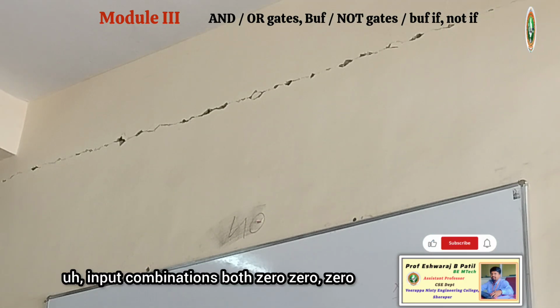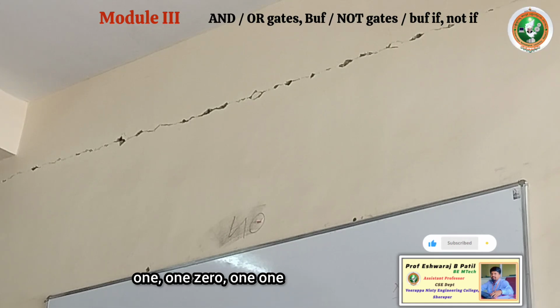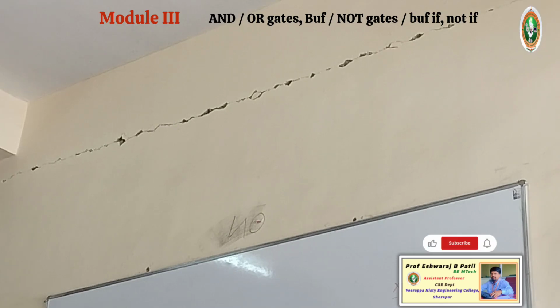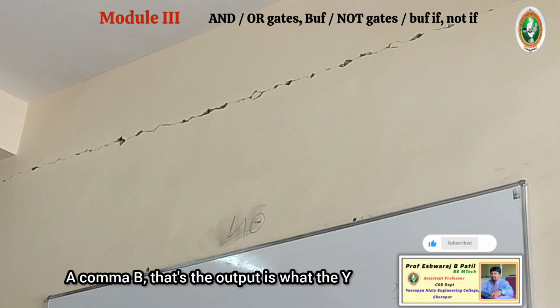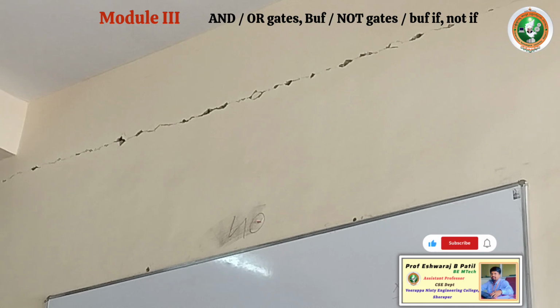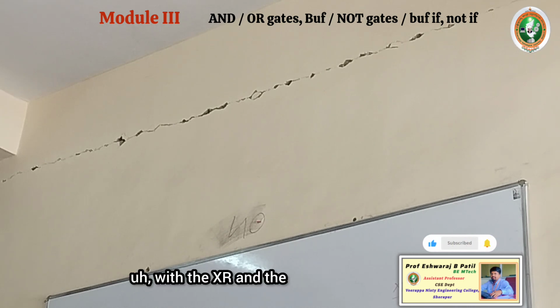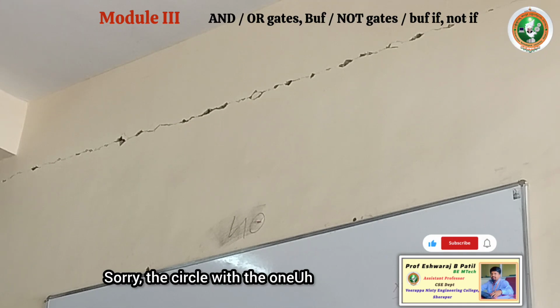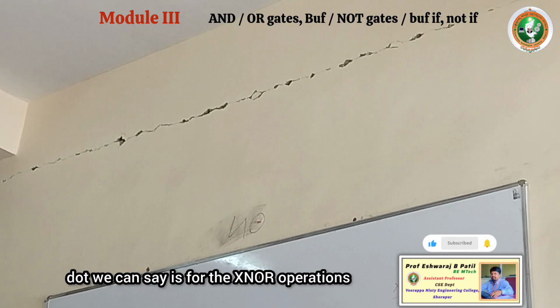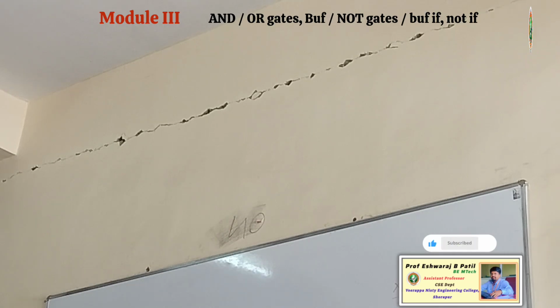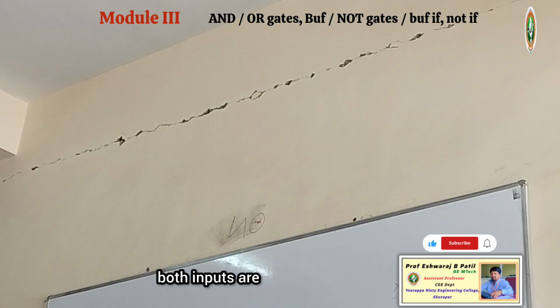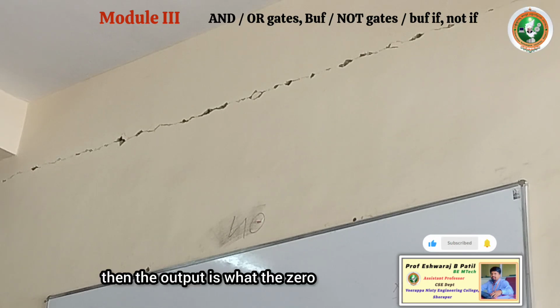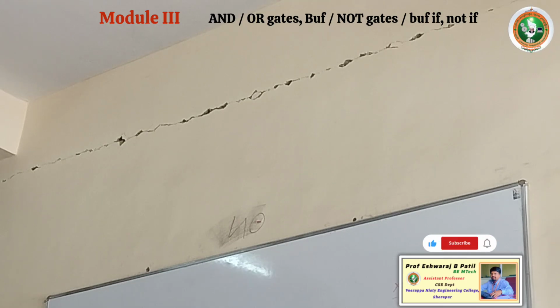The truth table for this: the input combinations are 0 0, 0 1, 1 0, 1 1, A comma B, and the output is Y, where Y equals A XOR B. For the XOR operation, whenever both inputs are high or both are low, the output is 0, and the remaining are 1 1. This is the XOR.